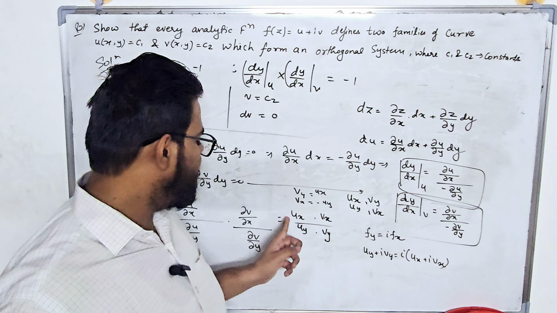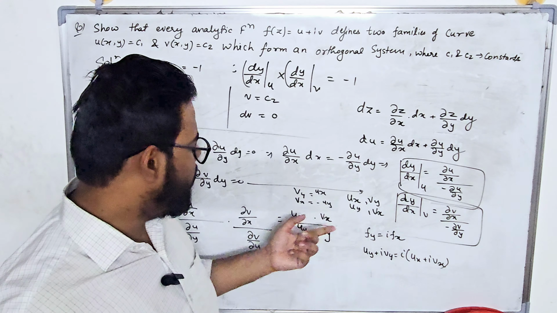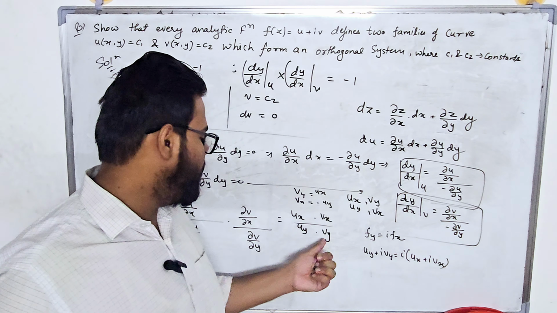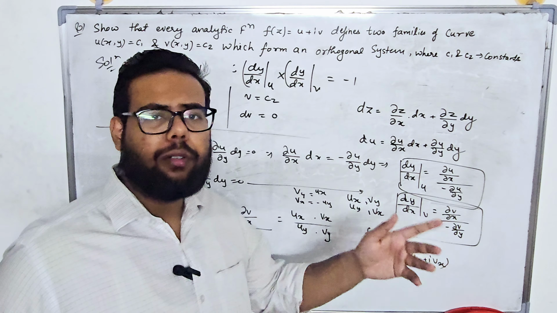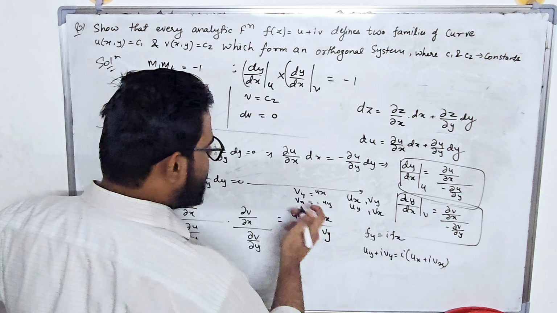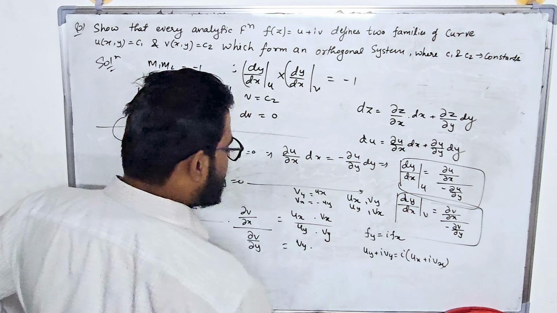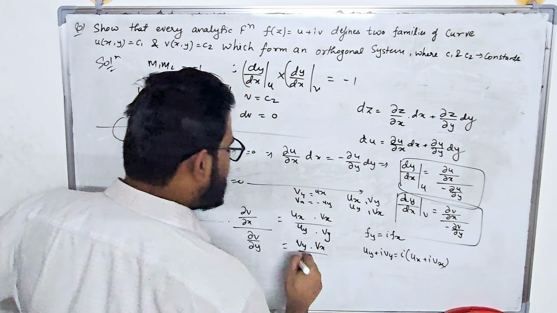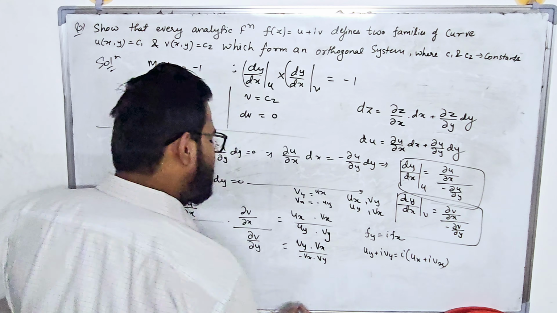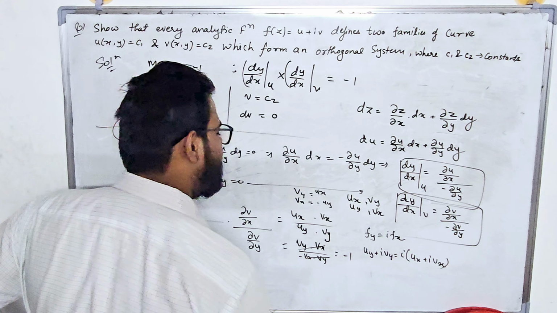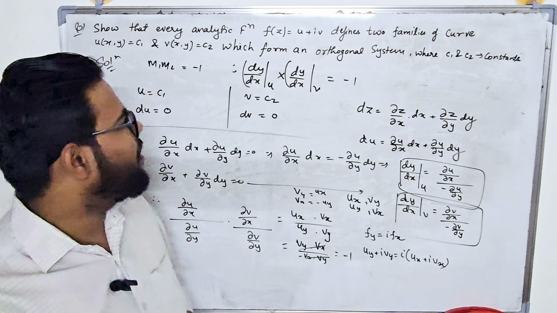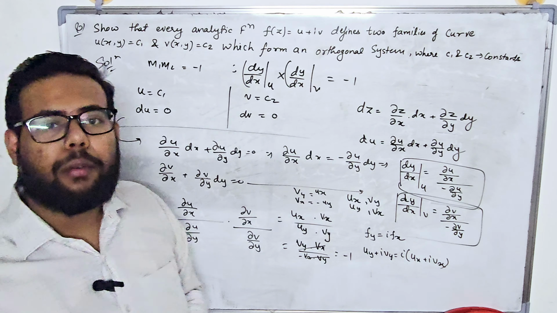Now just convert ux into vy, or you can do vice versa, that you can convert the v terms into u terms. So you will get ux = vy times vx. What is uy? uy = -vx times vy. So this and this get cancelled, and it is equal to -1. Hence the product of slopes is -1, which implies that this statement is indeed true.